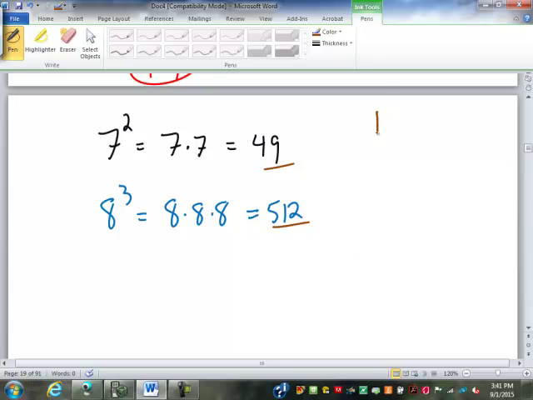Depending on your calculator, you have 1 or 2 buttons. If you have a graphing calculator, you'll have this button, or most of the TI-30s have this button. It's called the caret key. Some of your Sharps, Casios, and some of your older model TI-30s have an X to the Y key.